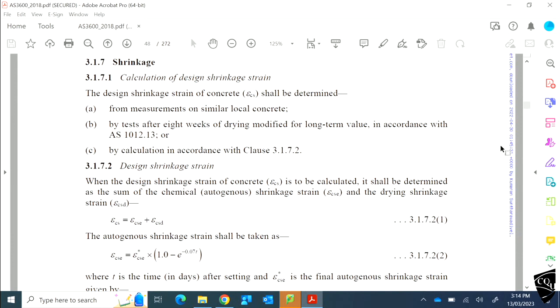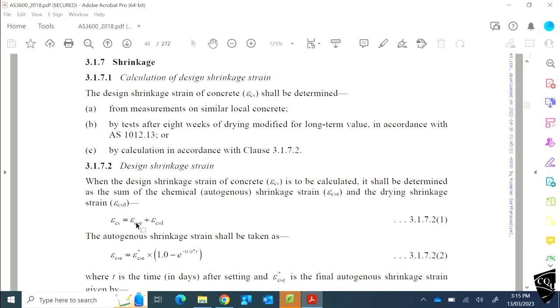Shrinkage strain is quite a lengthy calculation. We will discuss this one in more detail in the tutorial. So the shrinkage strain is equal to the two components, this one and this one. This is the one you need, the shrinkage strain. The shrinkage strain is given by two different components.